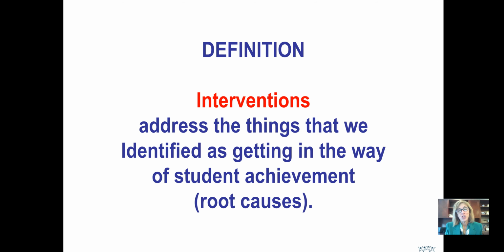And we'll begin with the definition. An intervention is simply things that address the things that you've identified as getting in the way of student achievement. So they are the things that you're going to do to make those root causes go away. We know that if you've identified the right root causes, if you can make them go away, if you can address them, then you're likely to reach your SMART goals, your achievement goals.